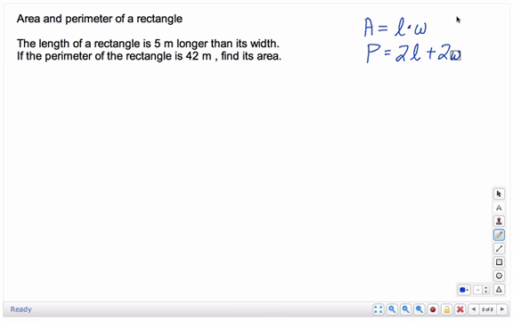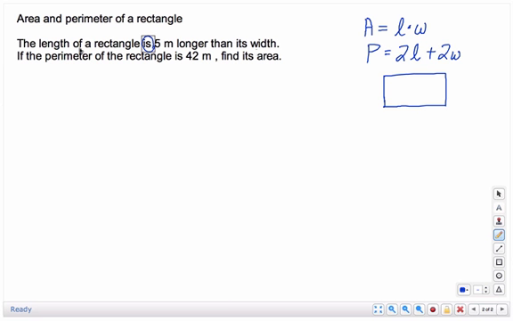So if you don't know these already, you should study them a little bit so you can easily recall the area and perimeter for a rectangle. Okay, so you can always draw yourself a little picture whenever you're doing a word problem. Sometimes that helps. Okay, and so in this problem here, it tells us the length of a rectangle is 5 meters longer than its width.